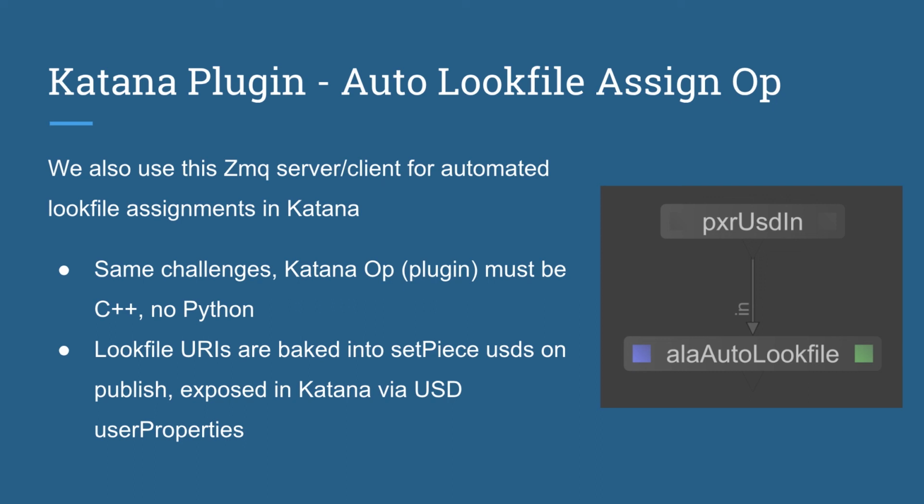The way we then embedded the Lookfile URIs was that when each set piece or model was published from Maya, we embedded a Lookfile URI, exposed it in Katana via USD user properties, which are actually a really helpful part of USD, which allow properties to be transferred from application to application. And then our little node here recognizes that it has a custom user property, and then it does another query to our server to get the Lookfile it needs.